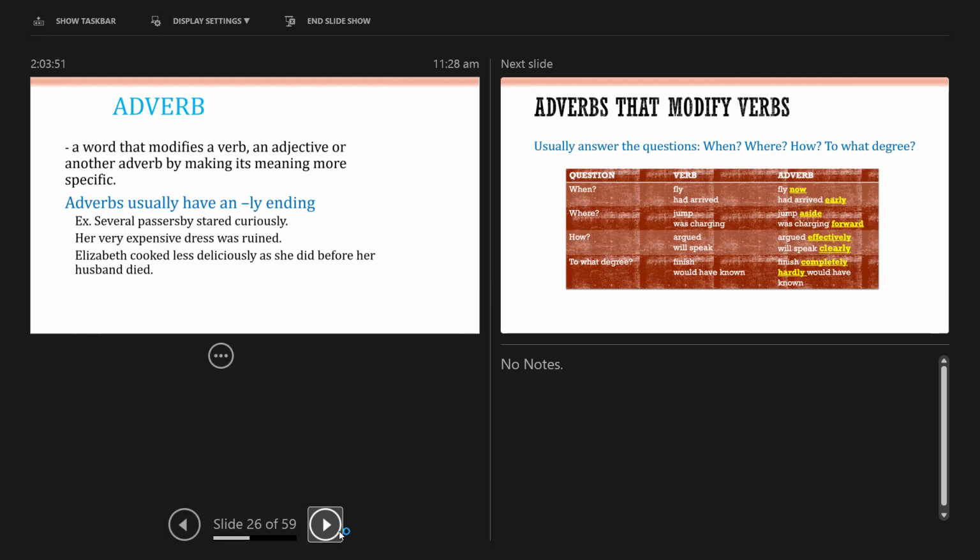Example, several passersby started curiously. Her very expensive dress was ruined. Okay? Yung word na very, adverb din yan. Elizabeth cooked less deliciously as she did before her husband died.